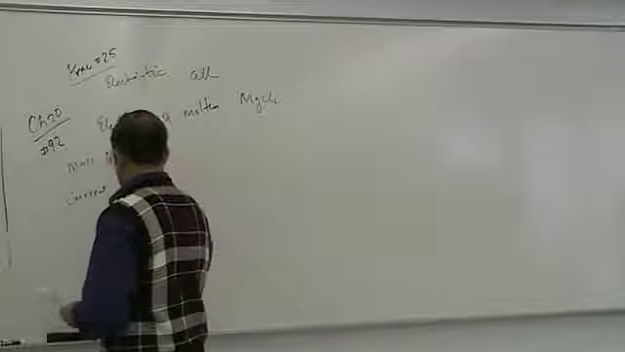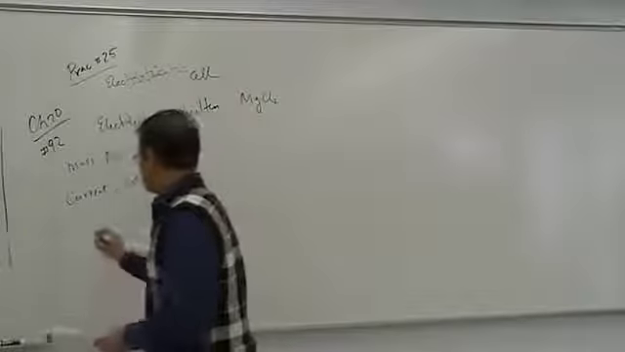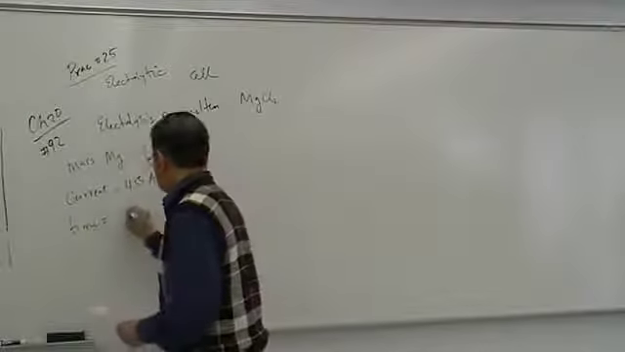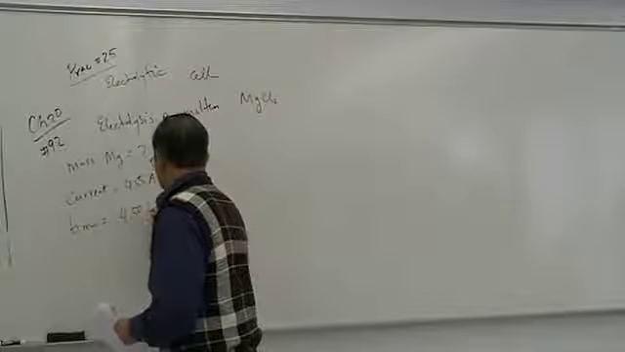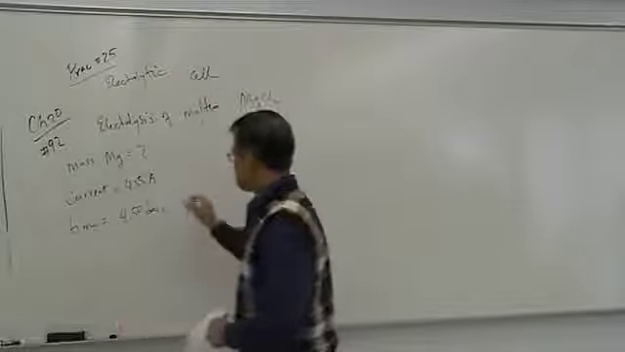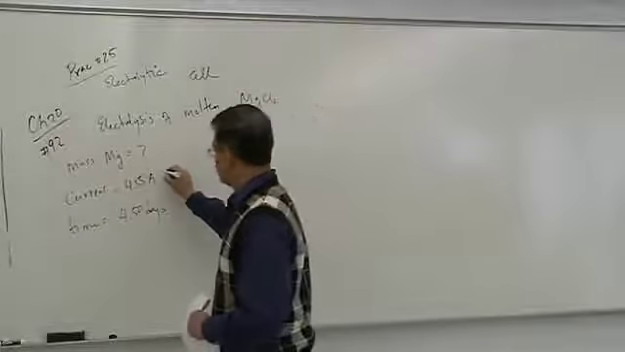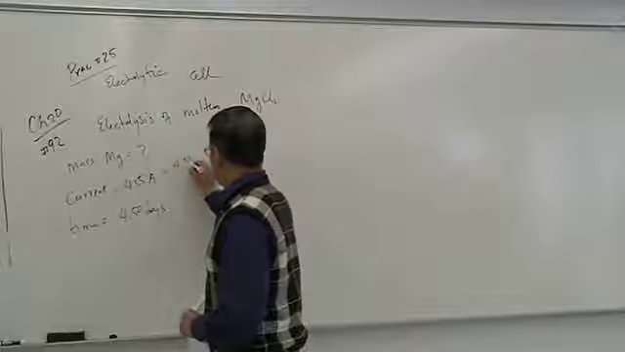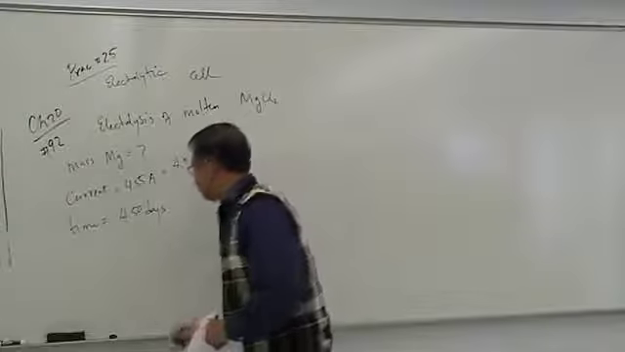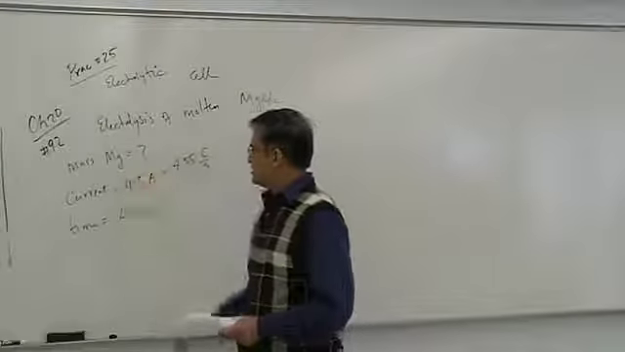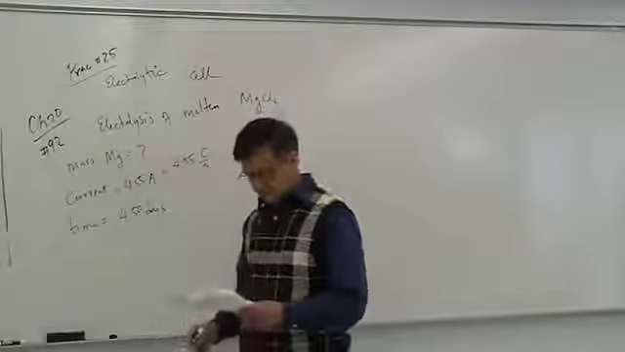4.55 ampere, and the time is 4.50 days. So that means you pass the electricity at that many ampere. Ampere means coulomb per second. Coulomb is the unit of charge. 4.55 coulomb per second. How much mass of magnesium will be deposited on the cathode?